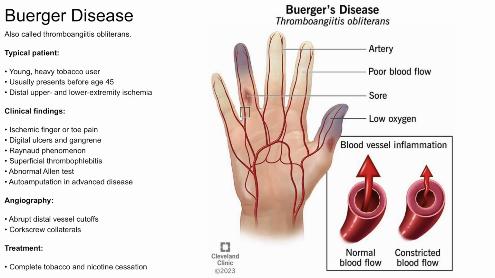Superficial thrombophlebitis and abnormal Allen test may provide additional clues. Angiography classically shows abrupt cutoffs in distal vessels with corkscrew-shaped collateral vessels forming around the obstruction. The most important treatment is complete tobacco and nicotine cessation. Reducing tobacco use is not enough, because even continued low-level exposure can allow the disease to progress. So the easy exam association is a young tobacco user with painful ischemic digits and distal gangrene.